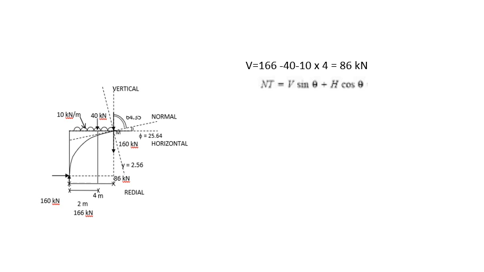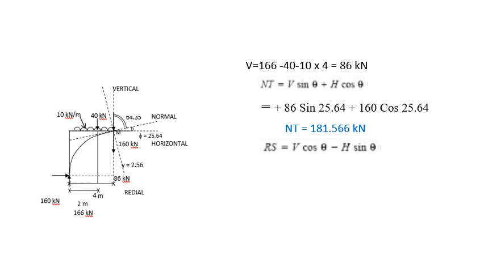So apply the formula. Normal thrust is equal to V sin theta minus H cos theta. Substituting the values of V and theta, we get NT as 181.566 kilonewton. Similarly, substituting in the equation for the radial shear, RS is equal to V cos theta minus H sin theta. Substituting the values, we get the radial shear as 8.29 kilonewton.